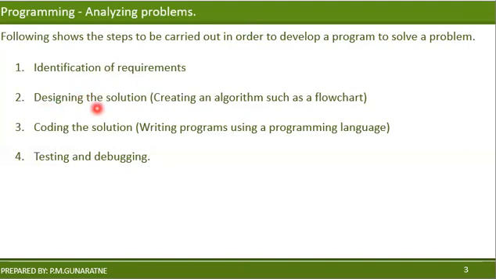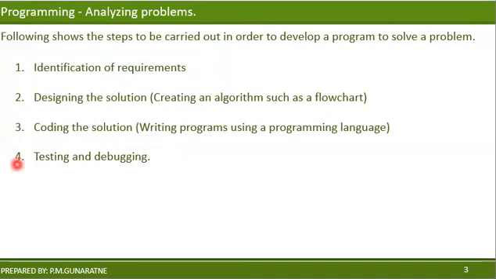The second step is, according to these requirements, now that we know them, we are going to design a solution. It is called creating an algorithm, such as a flowchart, right? We are going to build up our solution according to this design given in the algorithm. Then coding the solution means we are going to write a computer program using a programming language such as Java, or let's say web-based PHP, right? We follow this algorithm and convert it into a computer program.